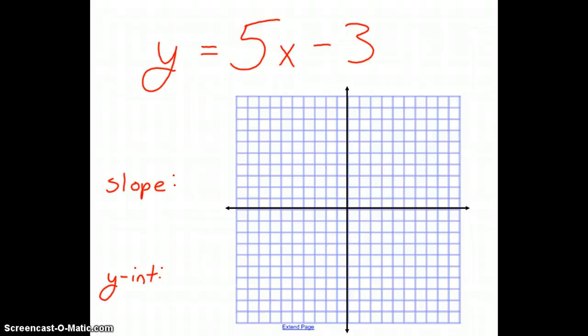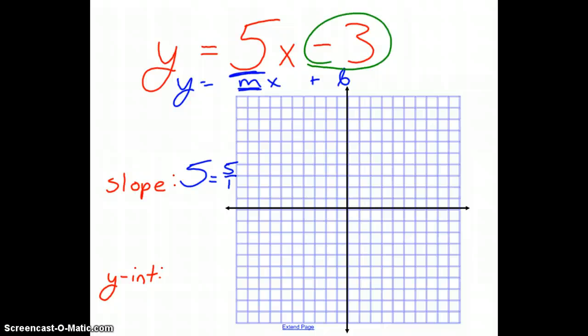This next one is very similar. We've got, again, y equals mx plus b. So for our m, we've got 5. Our slope is 5, or 5 over 1, if we want to already have that ready for rise over run. Our b is a little different.